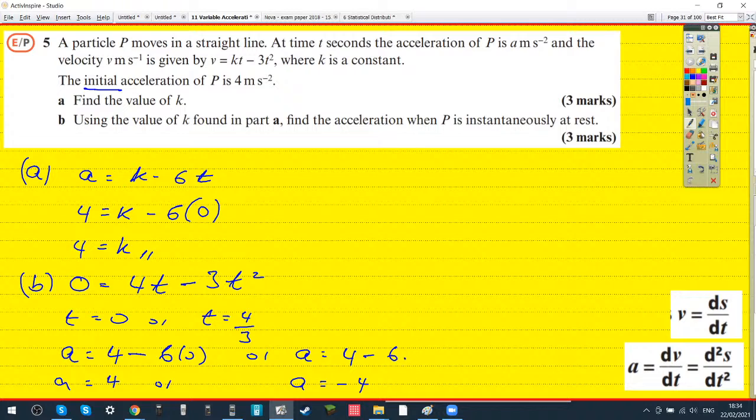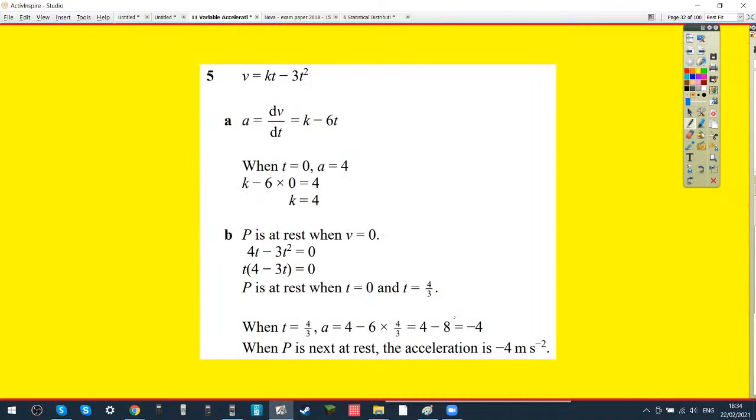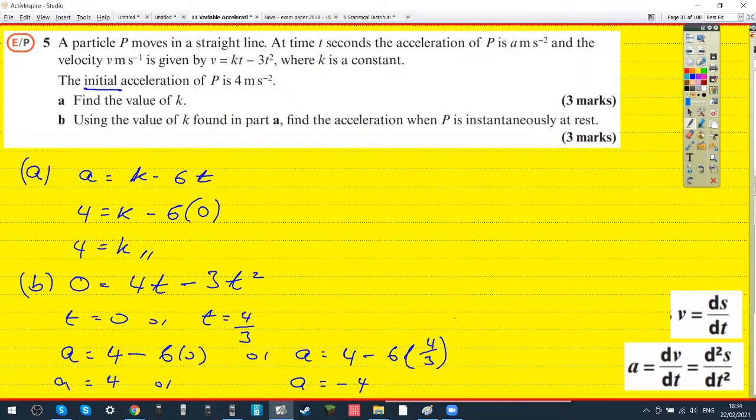Is there one of these that we should reject or something? A particle. So maybe for one of them t is 0 or something. I don't know. It's minus 4. When t is 4/3, it's minus 4. When p is next at rest, acceleration is minus 4. Oh, because they gave us the first one. Ah, yeah, the initial acceleration is 4. We have to find the second one, so minus 4. Great. Minus 4 meters per second.